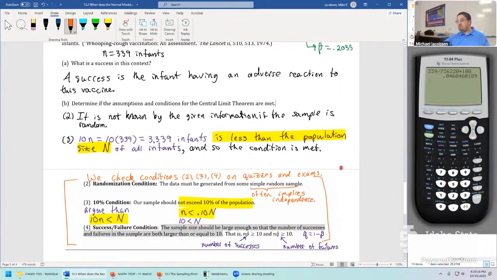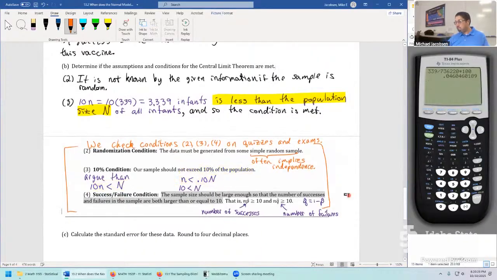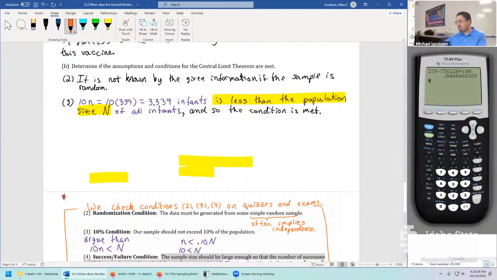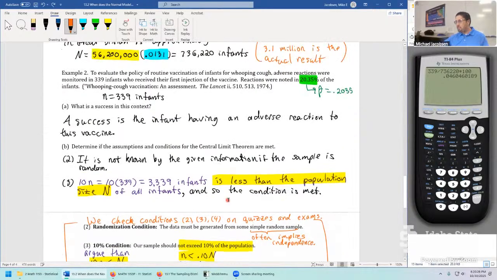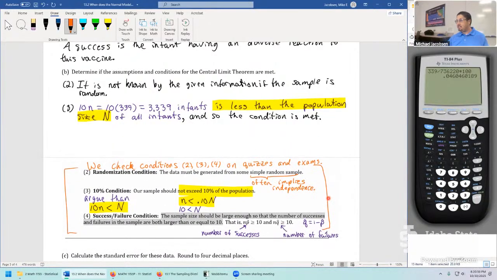Well, other questions at the moment with conditions? Oh, I don't think we're done with conditions. Let's do the last part, part 4, the good old success failure condition.